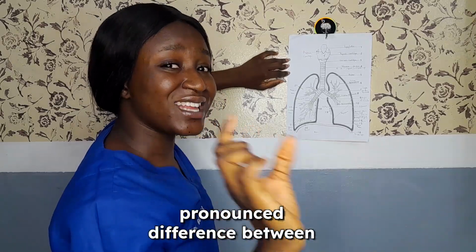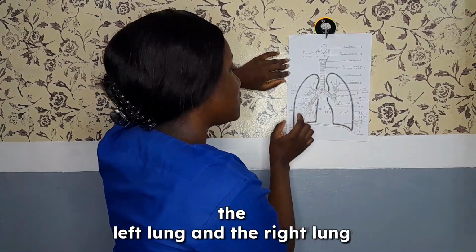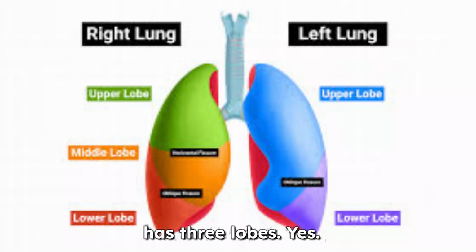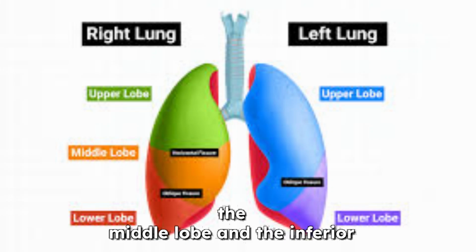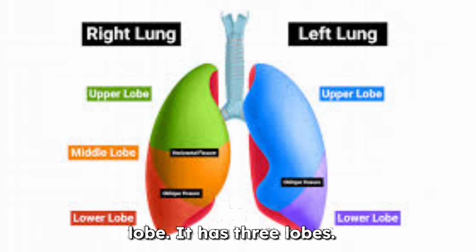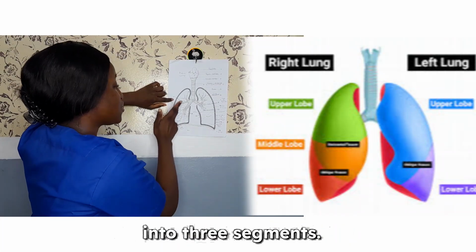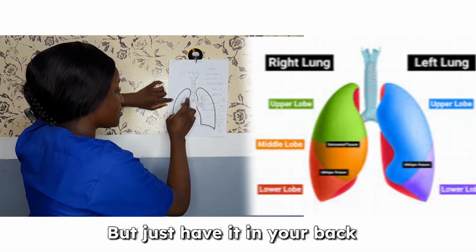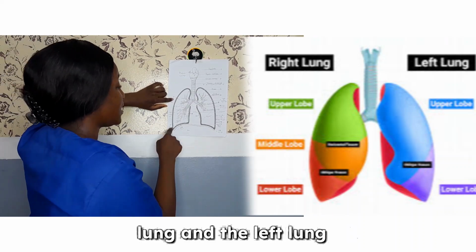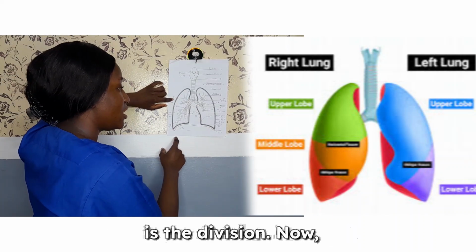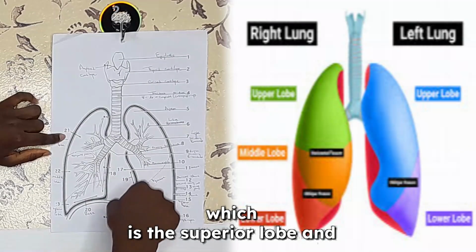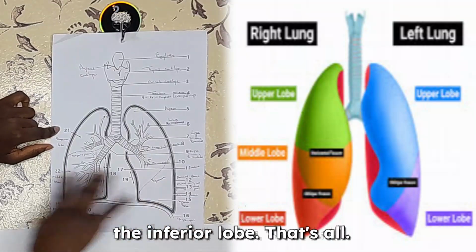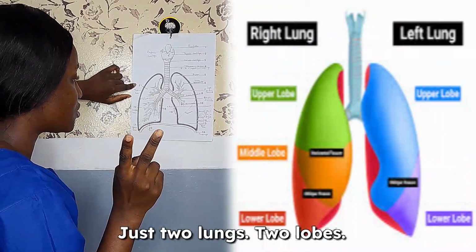The first pronounced difference between the left lung and the right lung is that the right lung has three lobes. You see the superior lobe, the middle lobe, and the inferior lobe. So the right lung is divided into three segments. They are called lobes. Now, the left lung has just two lobes, which is the superior lobe and the inferior lobe. That's all. Just two lobes.